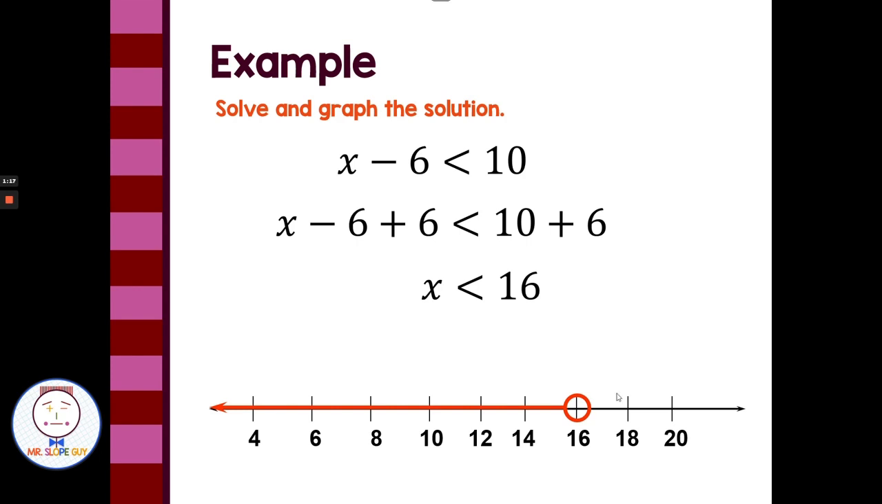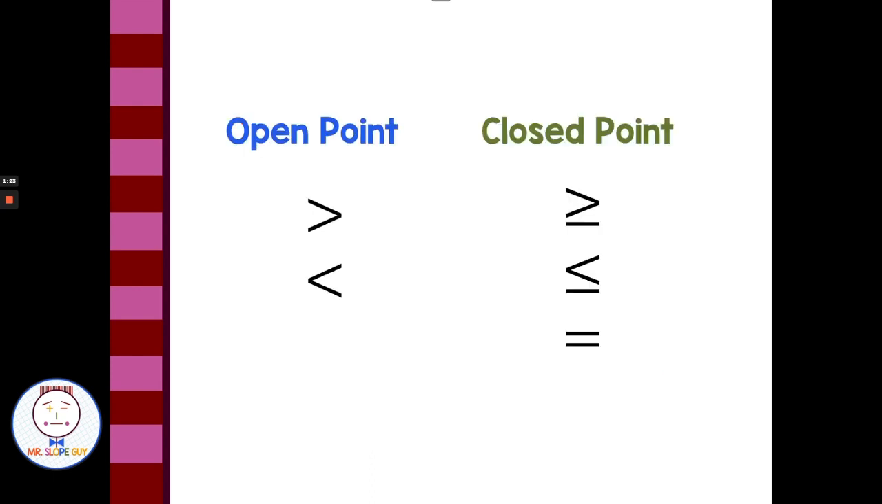So when it comes to inequalities, we want to use an open dot for greater than or less than, and we want to use a closed point or a solid point if we have any part of an equal sign, like greater than or equal, less than or equal, to show that we're including that point as part of the solution set.